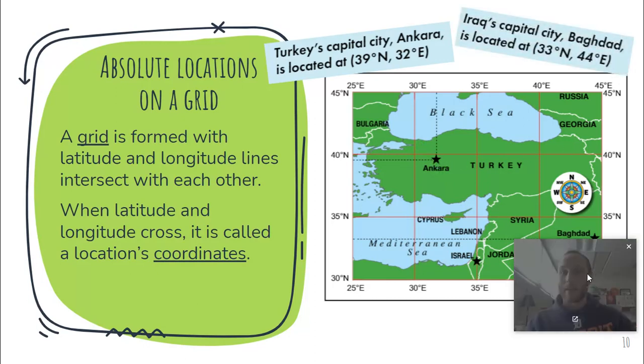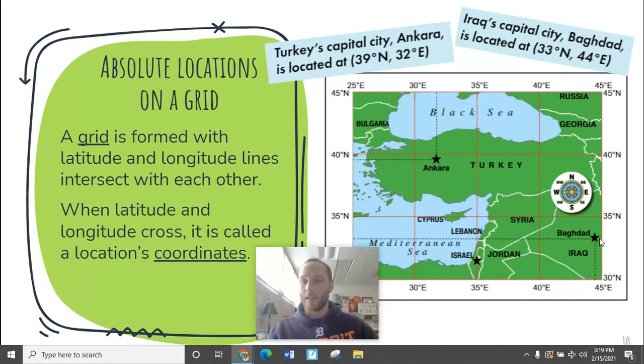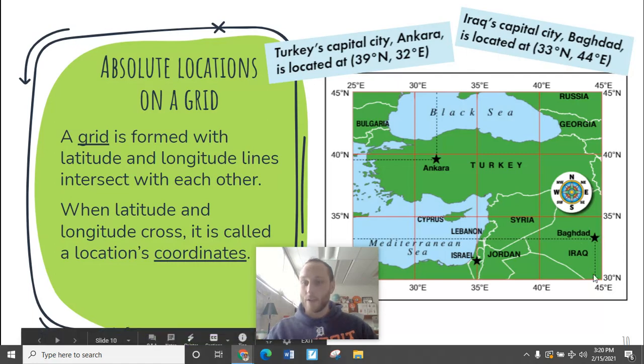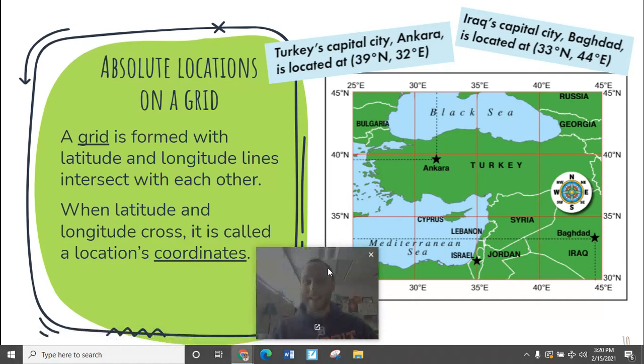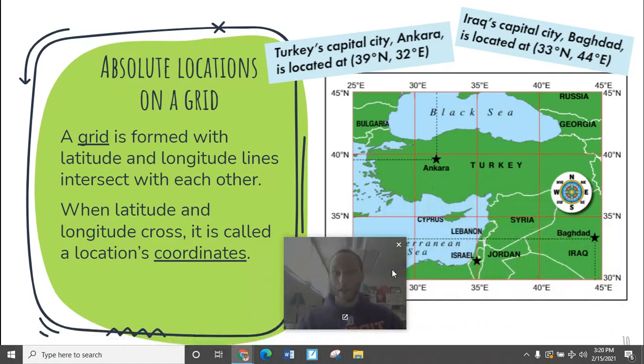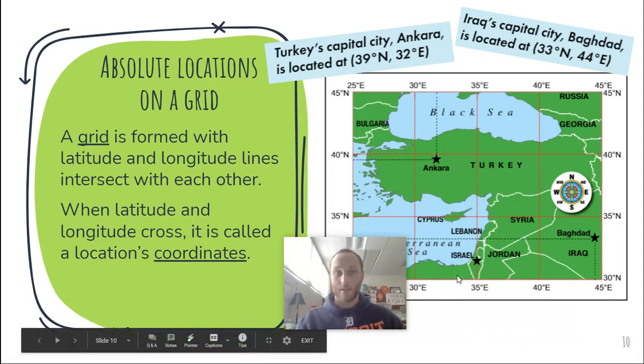Here's another one. The capital city of Baghdad, I'm going to move myself out of the way here. Right here, we see that line coming across. Our Baghdad line is below 35, so it has to be smaller, but it's pretty close. So we're going to go 33 degrees north. And then our longitude line is almost to that 45, but not quite there, so they're going to go with 44 degrees east. That's how we use these grids to help us find locations.